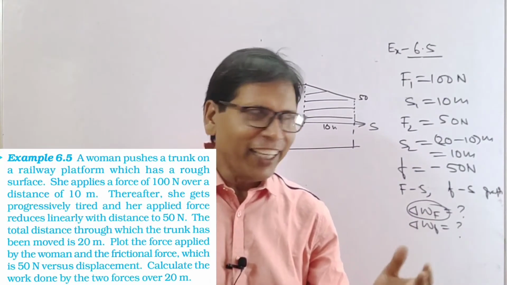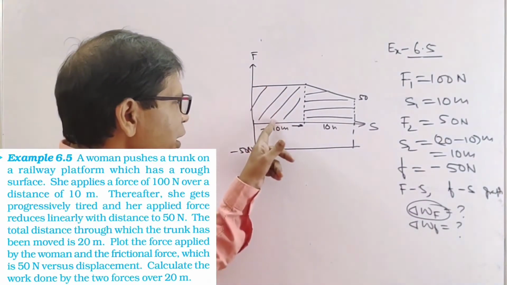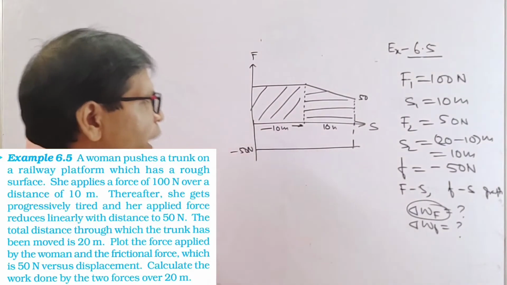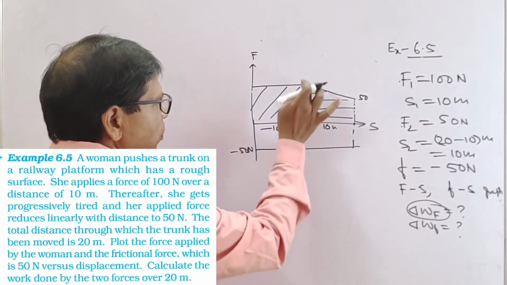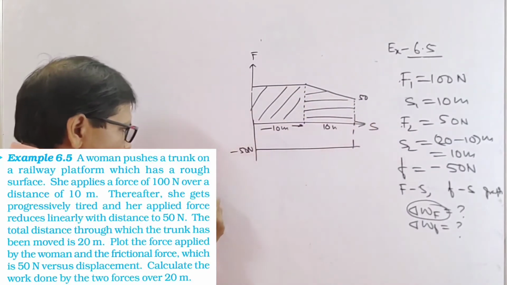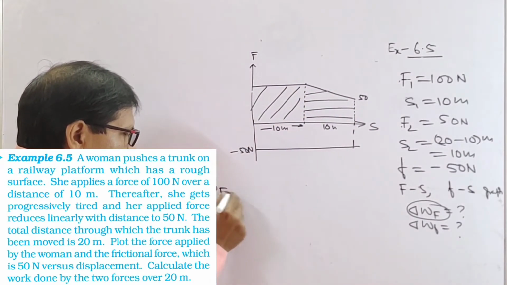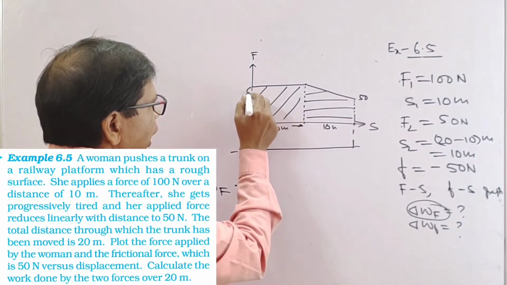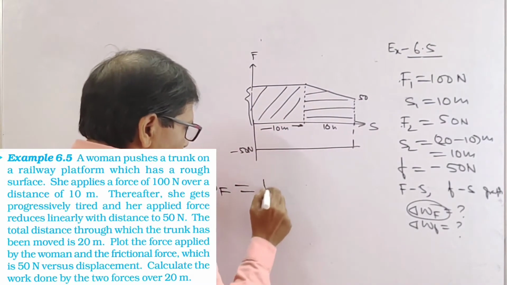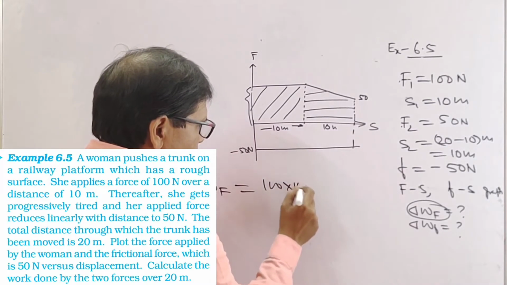We know the area under the F-s graph represents the work done. So the work done by F1 and F2 is the area of this portion plus the area of this portion. Work done by the forces equals the area of this portion. This is 100 and this is 10, so this is 100 into 10.